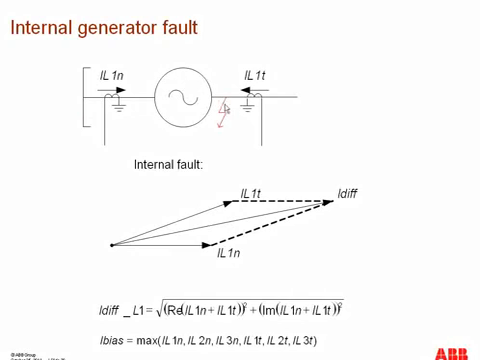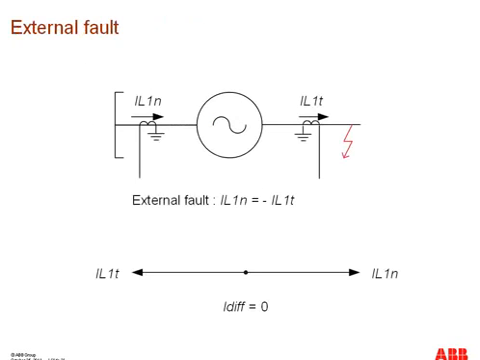As you can see over here, if the fault is internal, then the neutral side current as well as the terminal side current will flow inward towards the protected object. Then in that case, the I differential would be the vectorial sum of this current as well as the neutral side current, whereas the bias current would be the maximum of any phase current. In case of internal faults, the ratio between the differential and bias current would be greater than 1, and that would be an indication of the internal differential fault.